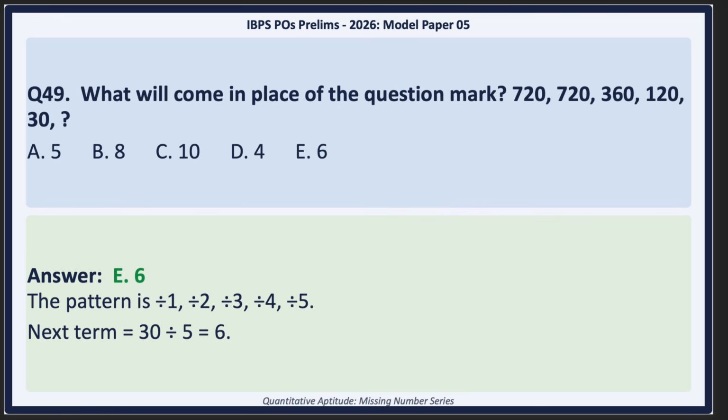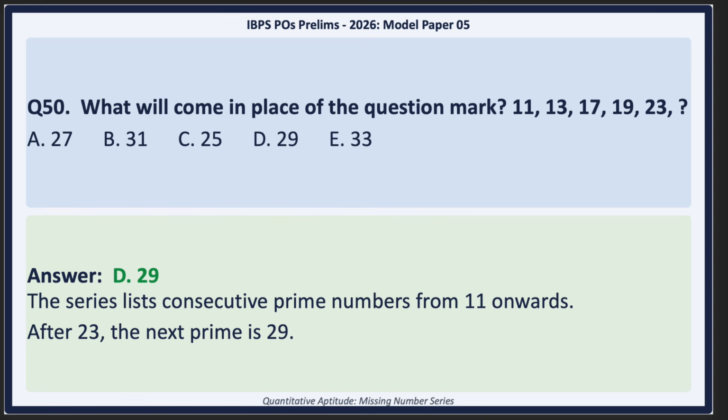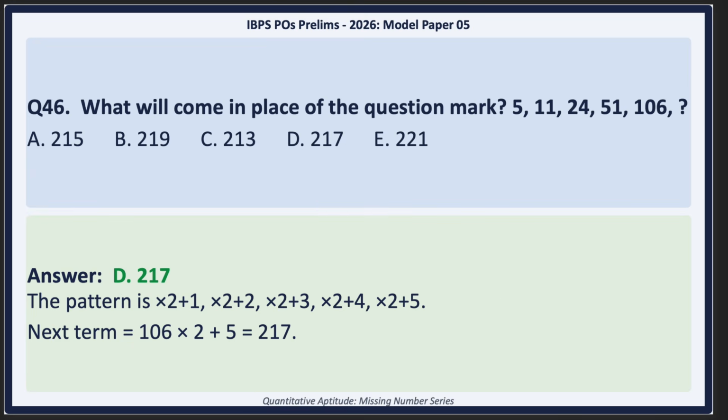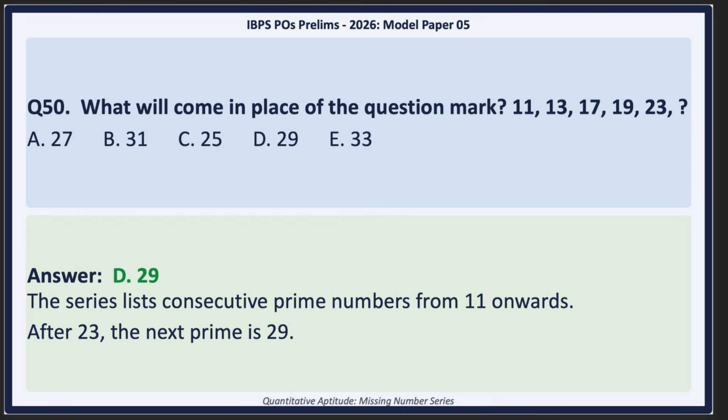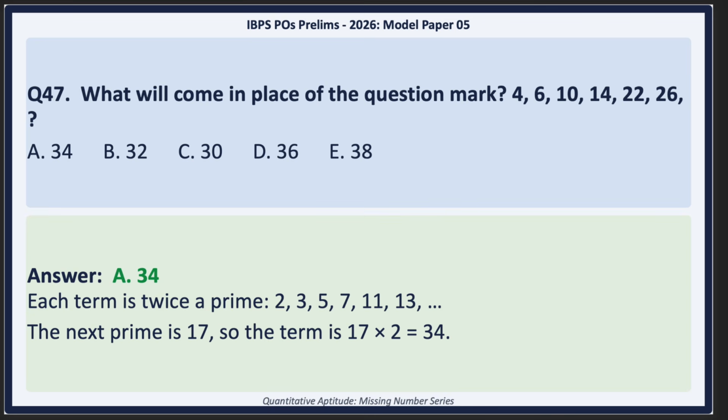Exactly. But I've noticed a trap in questions 47 and 50. Question 50 is just 11, 13, 17, 19, 23. And question 47 is 4, 6, 10, 14, 22, 26. Why do test makers love these specific numbers so much? Because they are prime numbers. Primes, of course. Yeah, question 50 is just consecutive primes, making the next one 29. And question 47 is just consecutive primes doubled. So 17 times 2 is 34.